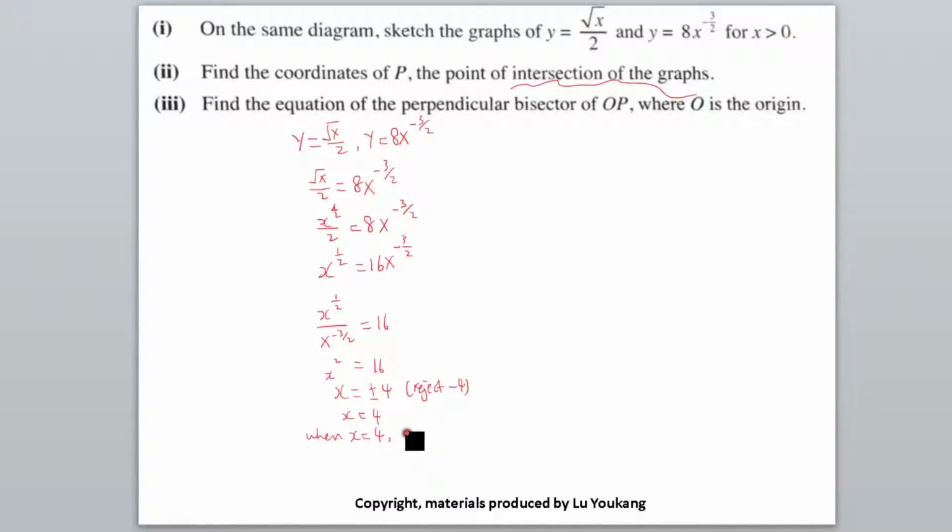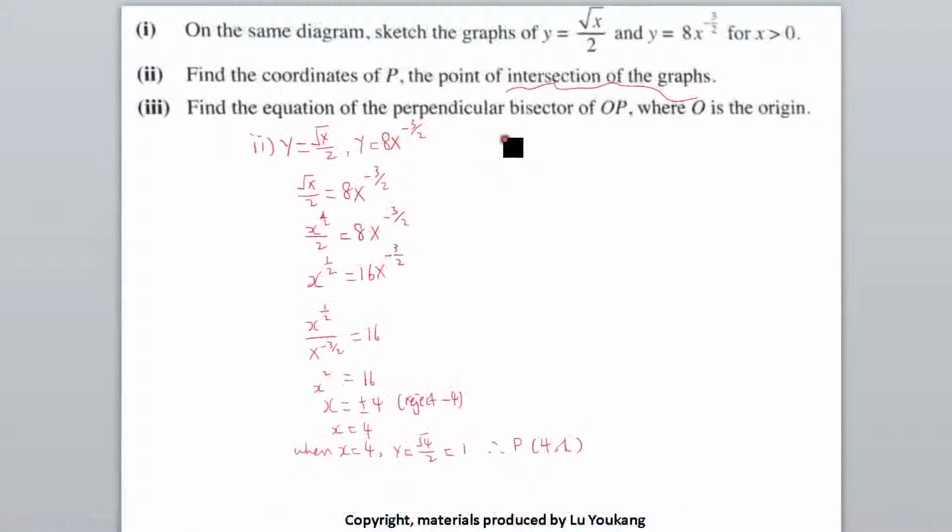So when x is equal to 4, let's find out your y, and your y is equal to 1. Just sub in x equals 4 into one of the equations. Therefore the coordinates of P are (4, 1).